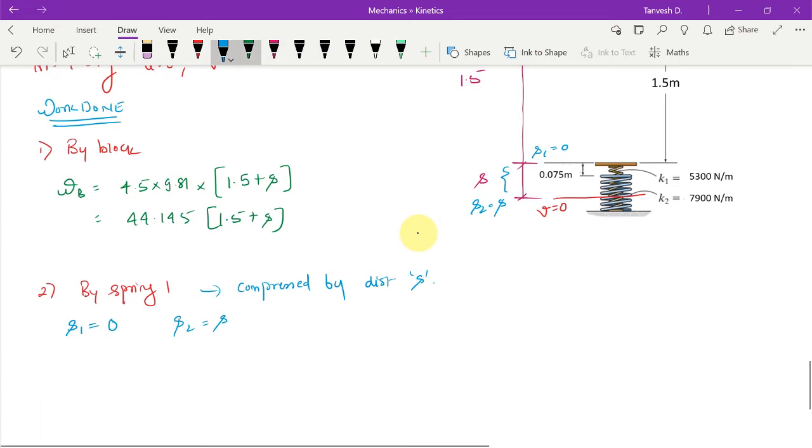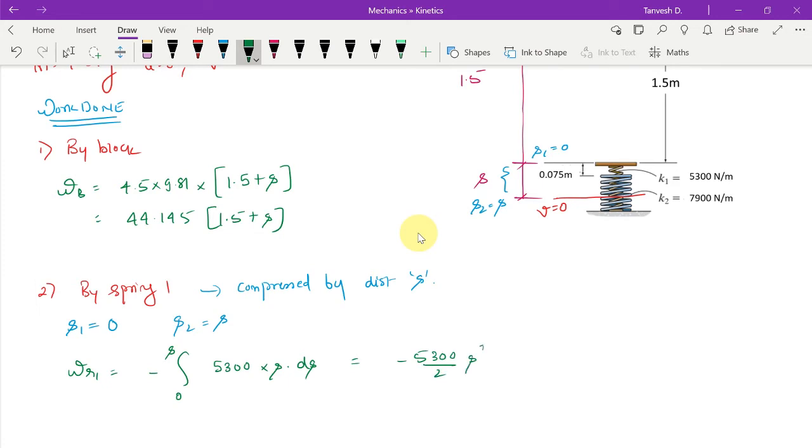So the work done by the spring, WR1, I will say, is negative integration of S1 to S2, which is 0 to S, of the resistive force Fr multiplied by ds. Fr will be K1 into S, so it is 5300 into S times ds. So this will come out to be minus 5300 by 2 into S square, right?